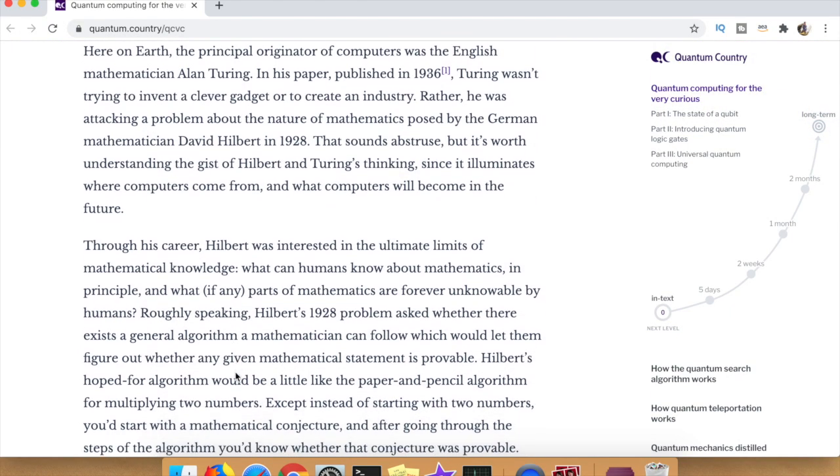Quantum Country is the name of the website that's producing all this content, and I think they might be defunct now. I did a little digging on one of the authors, and he hasn't uploaded anything to YouTube in quite a while, so I don't know how well maintained this stuff is.